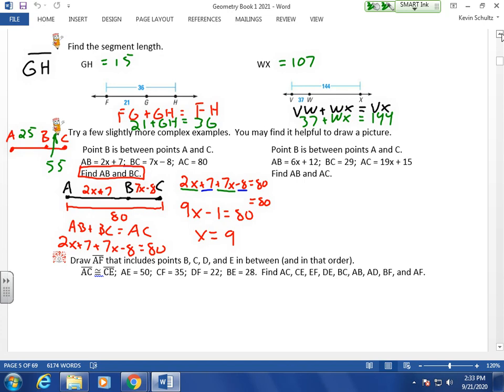Questions, comments, concerns, complaints, congratulations, or criticisms on that? All right. I'm going to have you do the second one on your own here as homework, and then I'd like to start to set up the last one, because if you look at it, it's a brain buster, so you know you're in for a ride here. It says draw a segment AF that includes points B, C, D, and E in between and in that order. Then it gives you a whole bunch of information, and then you need to find a whole bunch of things.